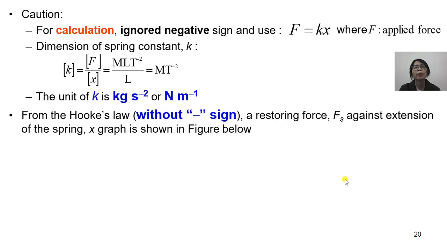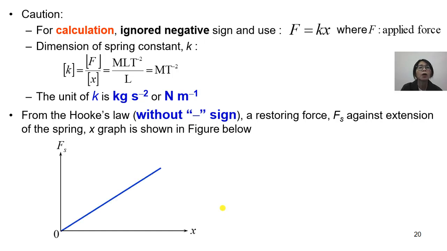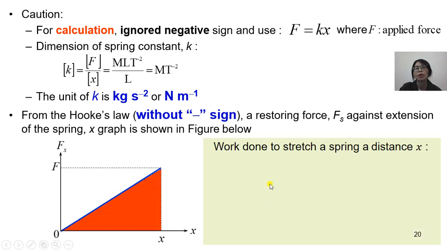So from Hooke's law, without any negative sign, the restoring force against the extension of the spring x can be shown in the figure below. The force that we apply to stretch or compress the spring is directly proportional, so we will get a straight line. Then we can calculate the area under the graph. The area under the F-x graph actually represents the work done to stretch the spring.